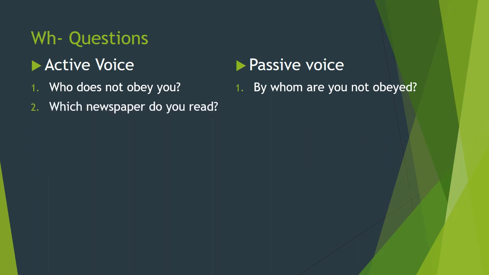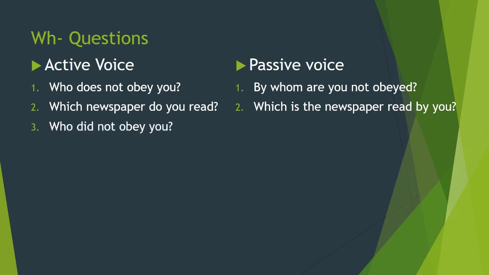Now the second question: which newspaper do you read? Here the subject is you, the verb is read, newspaper is the object, and it is in simple present tense. In passive voice, which will remain which, and the structure will be which plus the to be form plus the object in the active voice, that is newspaper, then the past participle form of read, that is read, the preposition by, and the subject you. So the passive voice will be: which newspaper is read by you.